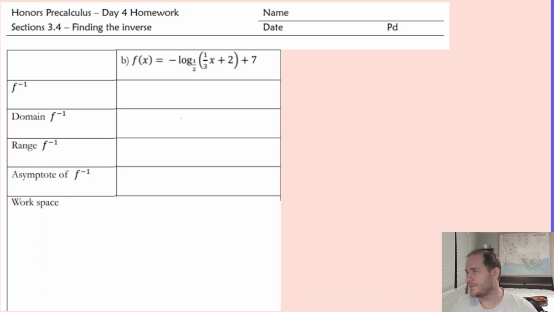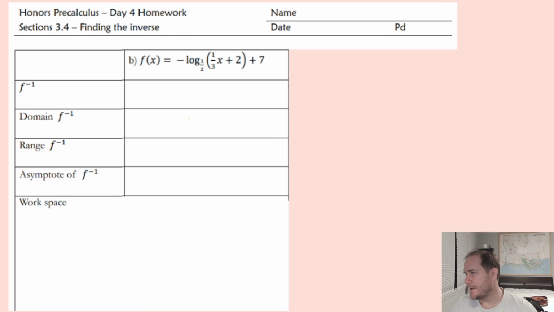There. Extra workspace. Alright. I'm gonna work in dark red. So what are we doing? Same thing as before. We said this y value is now an x value. We said this x value is now a y value. And we said that we want to isolate this log. That means get rid of the 7 by subtracting it. It does also mean get rid of this negative by multiplying through by a negative. So we're going to end up with x minus 7.